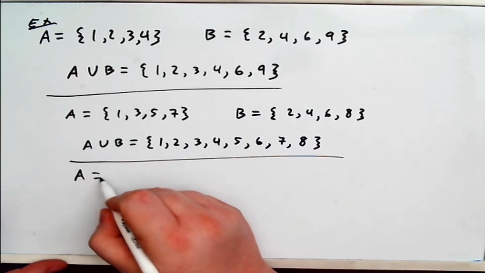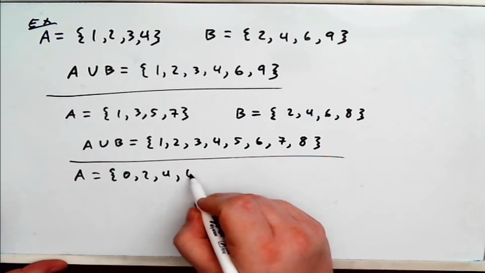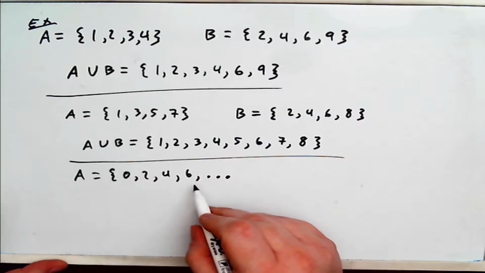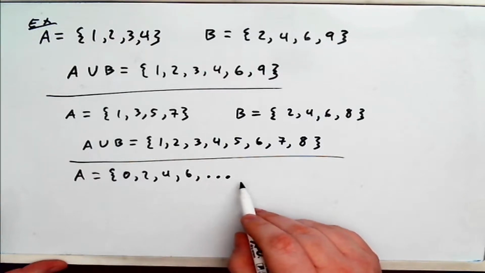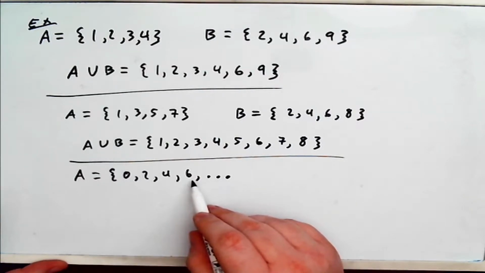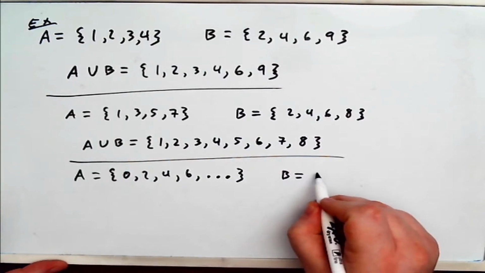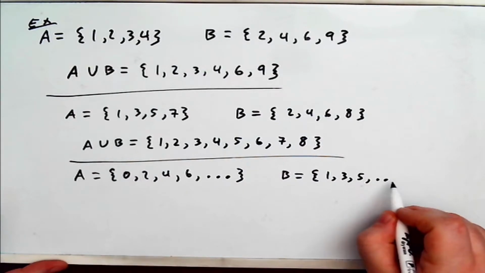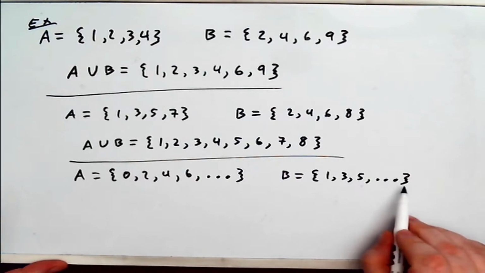So let's say we define A as the set 0, 2, 4, 6, and so on. Remember, these are called ellipses, so this means to continue on building this set in the same fashion. So we have 0, 2, 4, 6. So we're going to continue building with even integers there. And so that's an unending set. It's an infinite set. And set B, the set 1, 3, 5, with the ellipses. This is going to be inferred as all the odd numbers. So 1, 3, 5, 7, 9, etc.